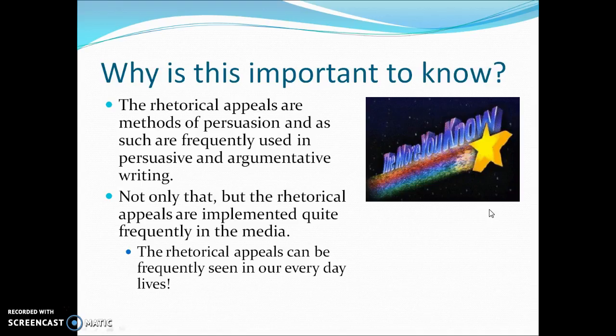Now, why is it important to know the rhetorical appeals? Well, they're methods of persuasion, and they're frequently used and persuasive in argumentative writing. And since we are currently working on a unit in persuasive writing, this is pretty important for y'all to know.